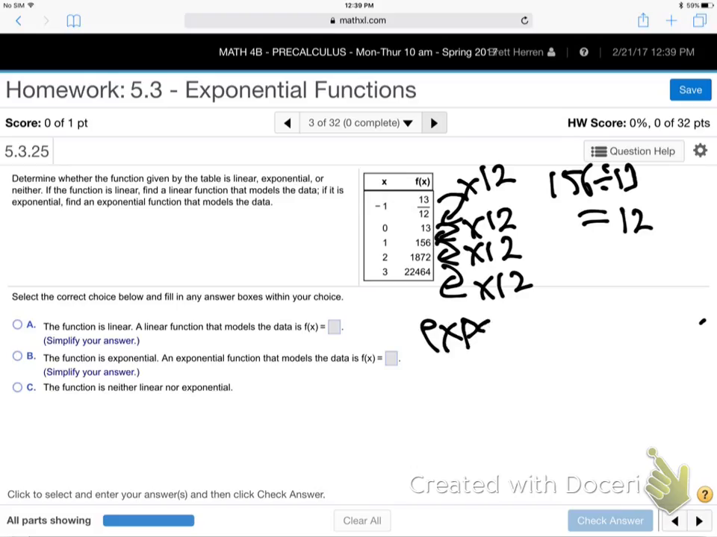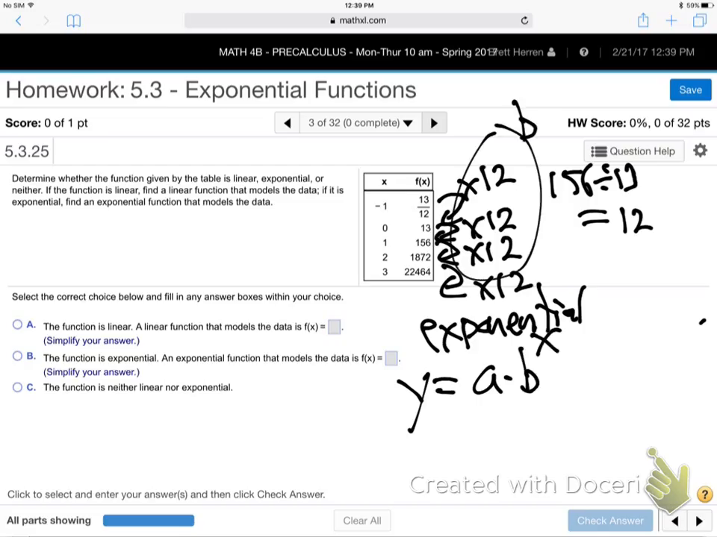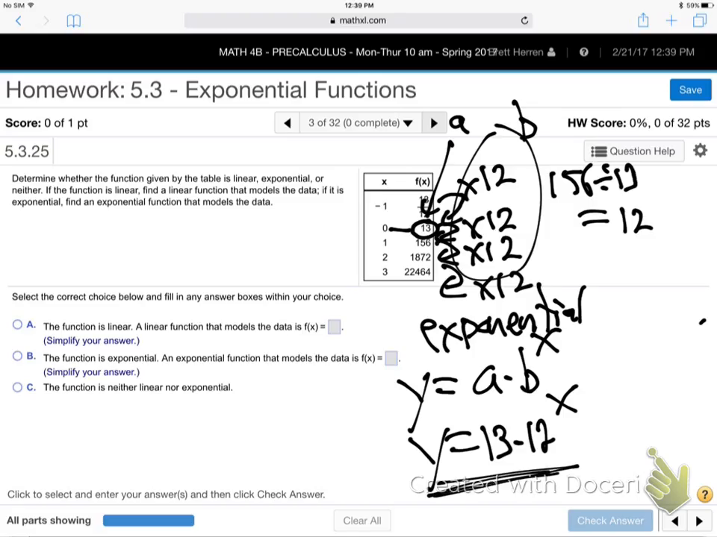So it's exponential, which means it's y equals a times b to the x. This is the b. The b is the 12, the number multiplied every time. And what's the a? 13, right? The a is the number across from 0. A is always the number next to x equals 0, and b is the number being multiplied every time. So this exponential function is 13 times 12 to the x.